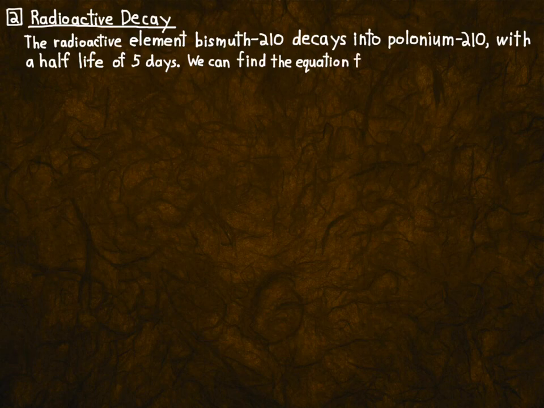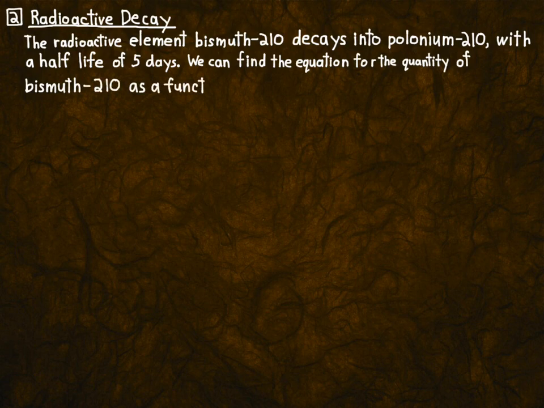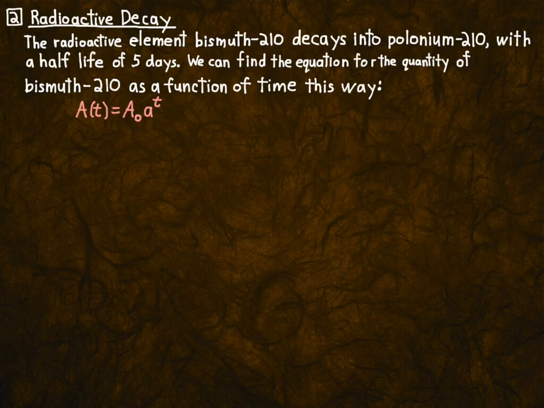We can find the equation for the quantity of bismuth-210 at a particular time as a function of time this way. So we've got A sub t equals A sub 0. Naught, N-A-U-G-H-T, is just another word for 0. So A sub 0, capital A sub 0, times little a raised to the t power.